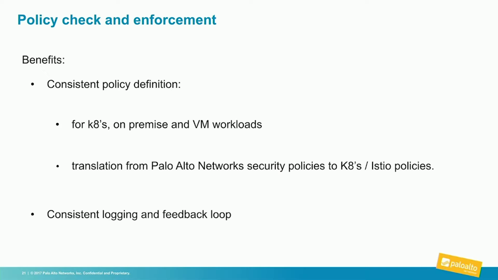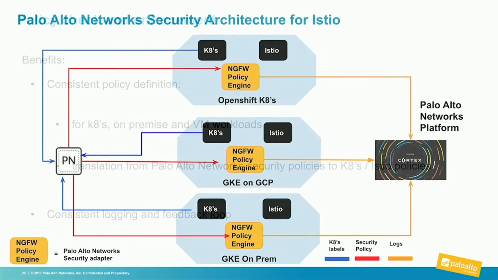We add the source services. Let's say that we know that the web tier needs to talk to the application tier, so we will add all the services which form the source, which are initiating connections, to the source dynamic address group. Similarly, we add all the destination services to the destination dynamic address group. We add all of these DAG tags, and this is how we can translate the Palo Alto Network security policy into Istio policies, and I'll show you exactly how that comes into play.